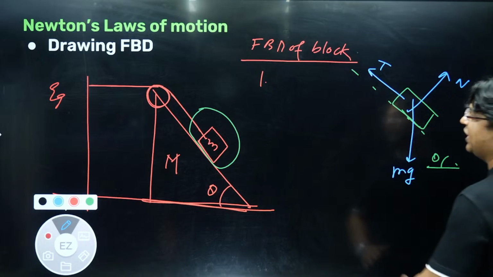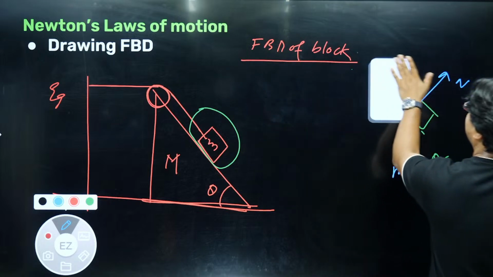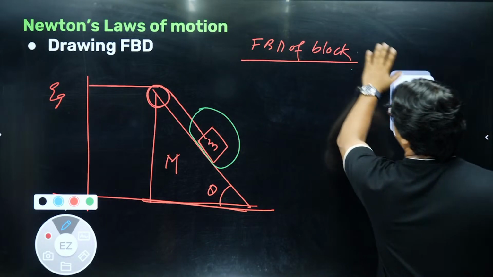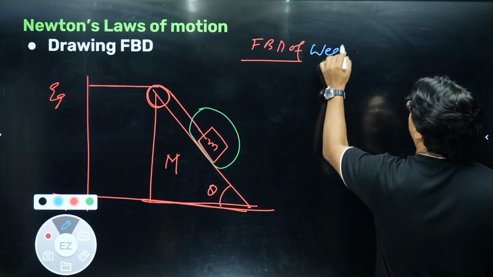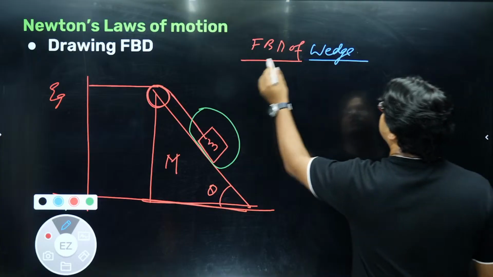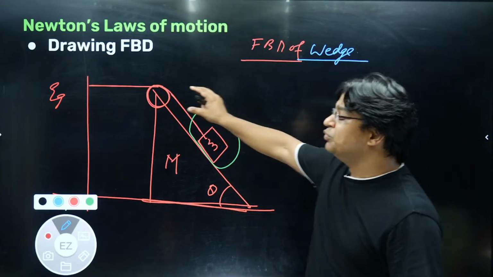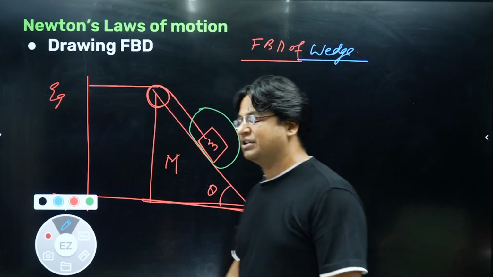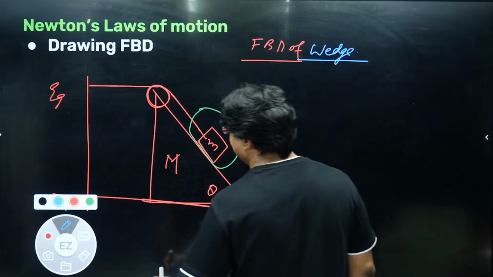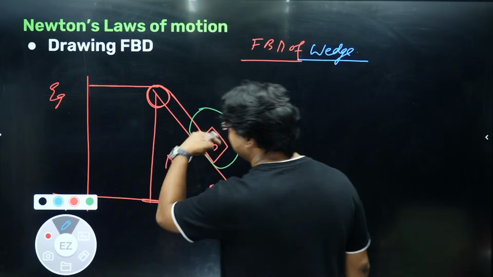Now let's say if I talk about drawing FBD, instead of FBD of block, let's say I want to draw FBD of wedge. So first of all, any pulley that is attached to a wedge can be considered as part of the wedge itself. Now I will encircle the wedge.